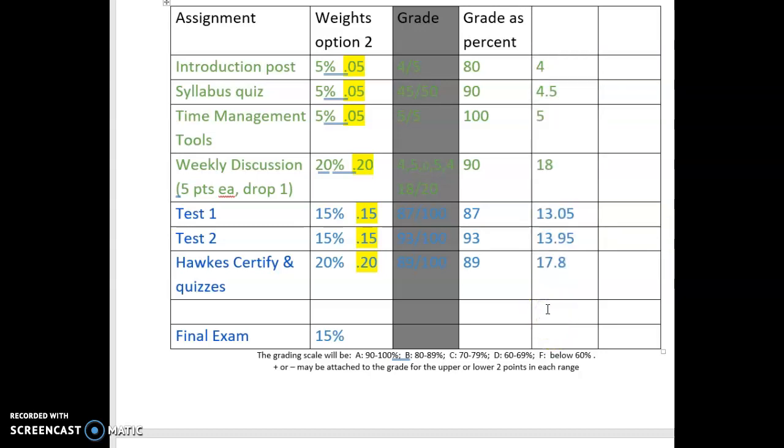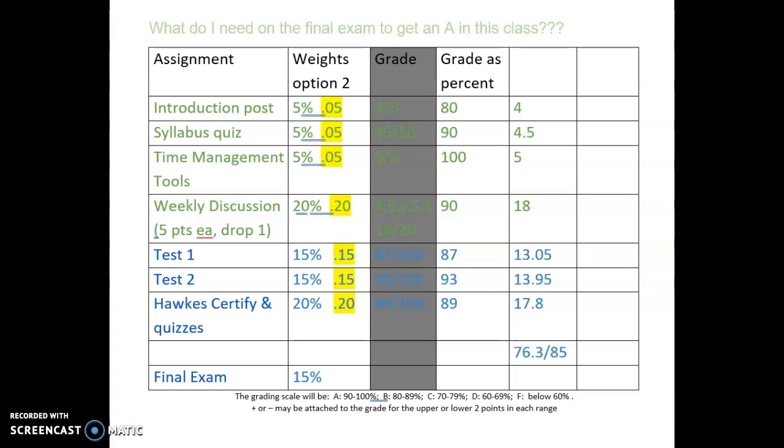Add them all up and you've got a 76.3. But it's a 76.3 out of what? Like it's not a 76.3 overall for your entire grade because you haven't taken the final yet. You've done all but 15% of your grade, so it's a 76.3 out of the 85% of your grade that you've already got. So you're going into the final exam.